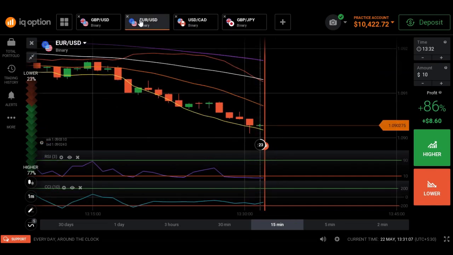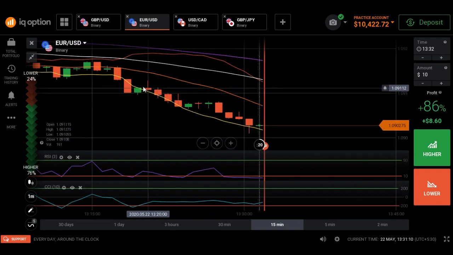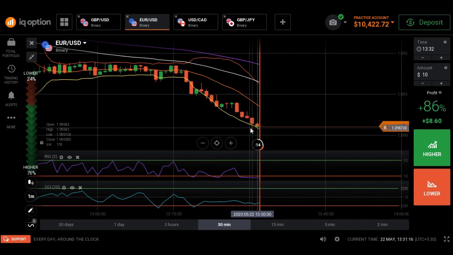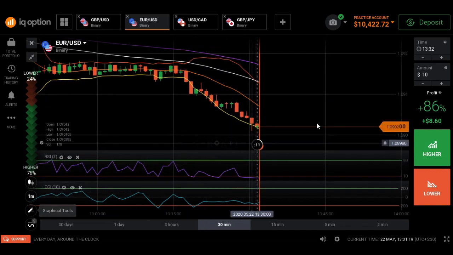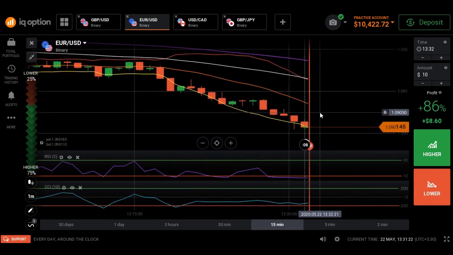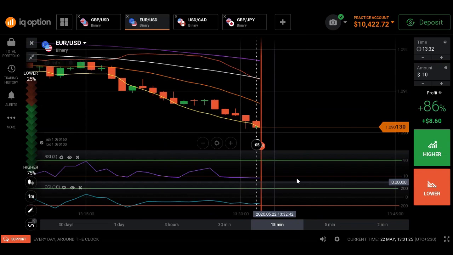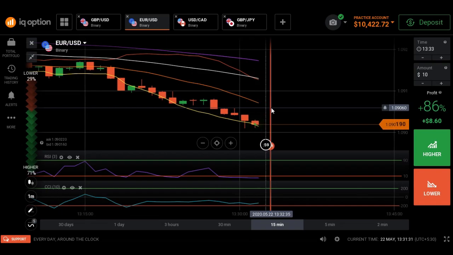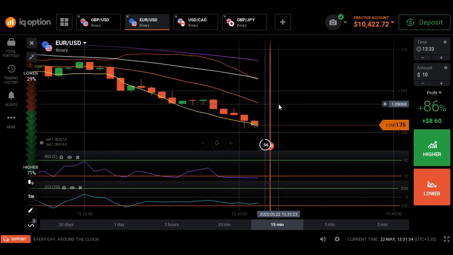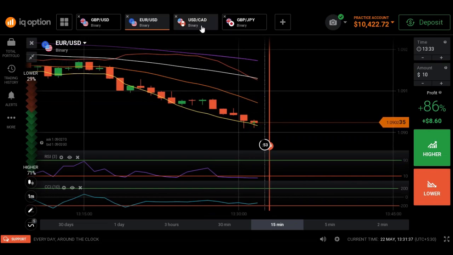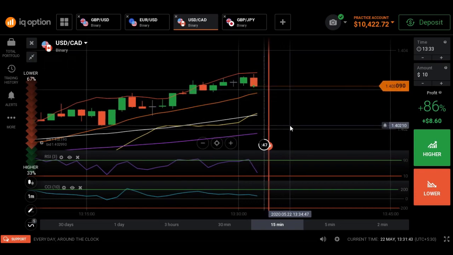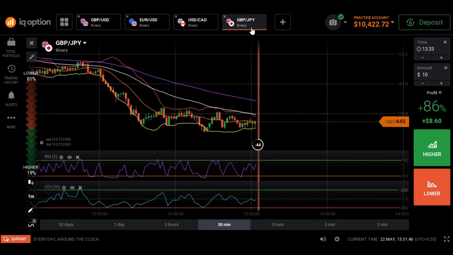So let's check USD. Okay, now RSI, you see, this is a heavy downtrend. So actually I will show you how to get the trades for yourself, how to identify the downtrends and how to draw the trend lines for your trades. Okay, so let's go with this.